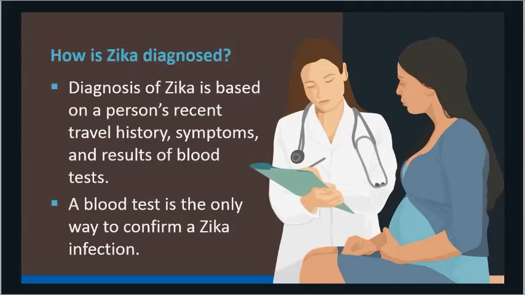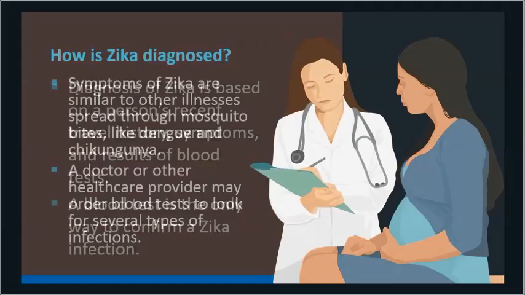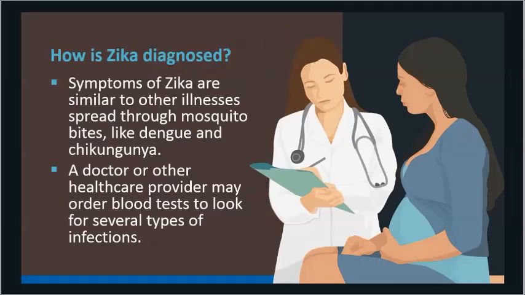So we diagnose the disease based on the person's travel history, the symptoms they present, and by taking blood and the results of the blood test. It's the only way to confirm a Zika virus infection. Now, in the context of an outbreak, and without resources to test everyone, we may make some assumptions that the symptoms you present with, based on your travel history, is Zika. But we won't know for sure unless we test you and we get a confirmatory report from a lab. As I said before, the symptoms are similar to other illnesses spread through the bite of the mosquito, like dengue and chikungunya. So if we need to confirm your diagnosis, we may then need to get your blood tested.